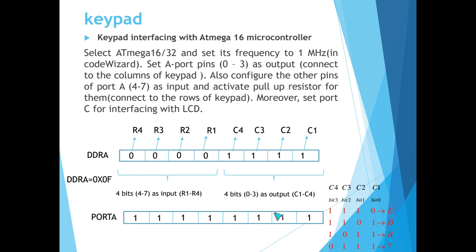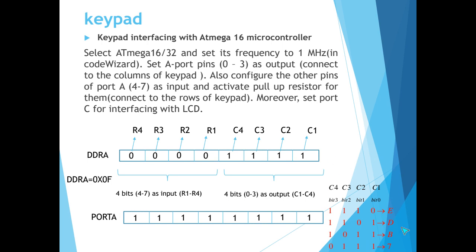So again, I make it 1, but this time make bit 2 equal to 0. You see that 1, 0, 1, 1, and it is called B. And the last bit, meaning that bit 3, which is configured as output in the DDR register, is set to be 0, and then we will have 0, 1, 1, 1, as you see here, and it is called 7.